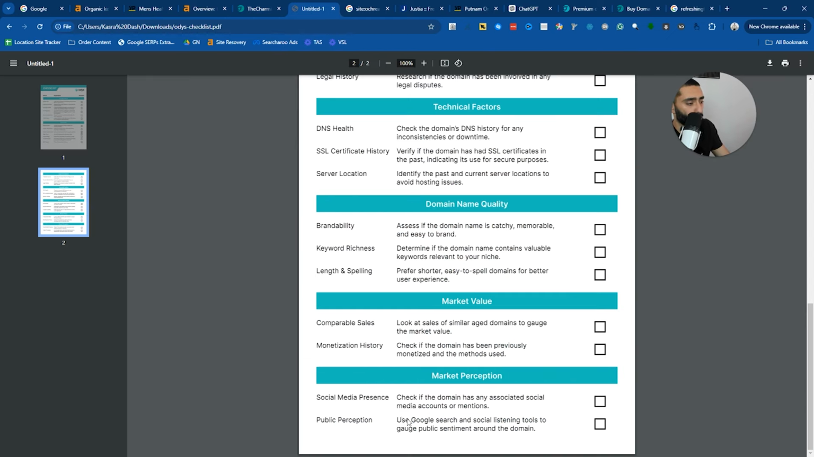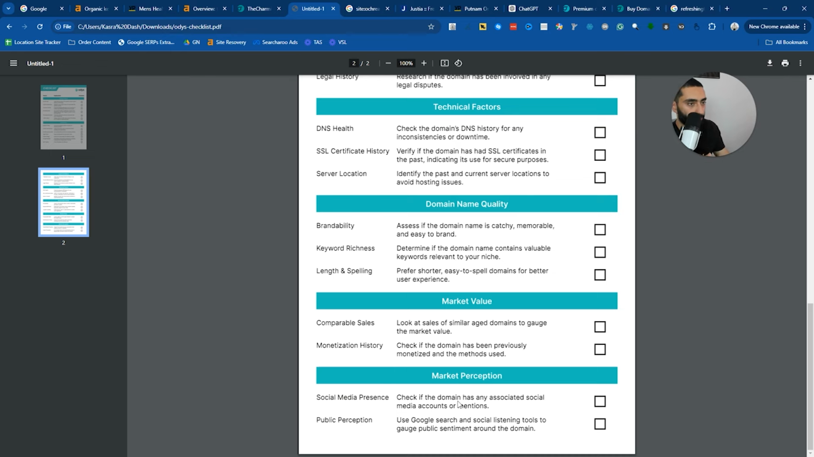Public perception. So use Google search and social listening tools to determine public sentiment around the domain. One thing to bear in mind, this is a little bit more for the e-commerce guys. If that domain was previously an e-commerce store and it had, let's say, a Trustpilot or a reviews.io, and it says it's 1 star out of 5, that's quite a red flag for myself, especially if I'm looking to build out a new e-commerce store on that, because that domain's kind of burnt from the word go.